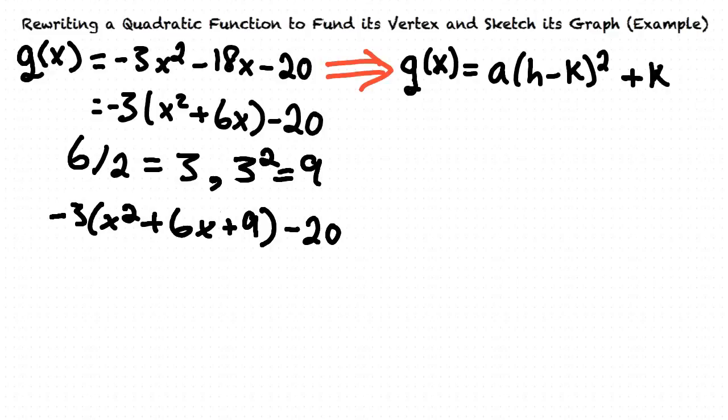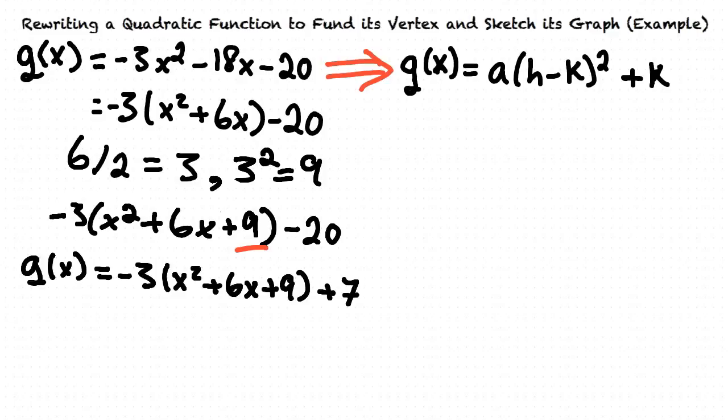If we were to distribute negative 3 to each of these terms in the equation, the term 9 would be equal to negative 27. In other words, we are subtracting 27 from the left side of the equation, which means we must add 27 to the right side so it balances the equation out. Negative 20 plus 27 equals 7, giving us the equation negative 3 times (x squared plus 6x plus 9) plus 7.